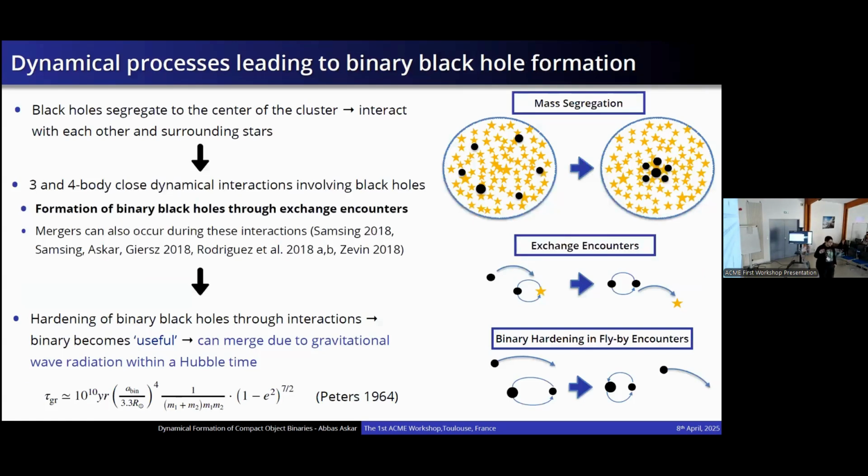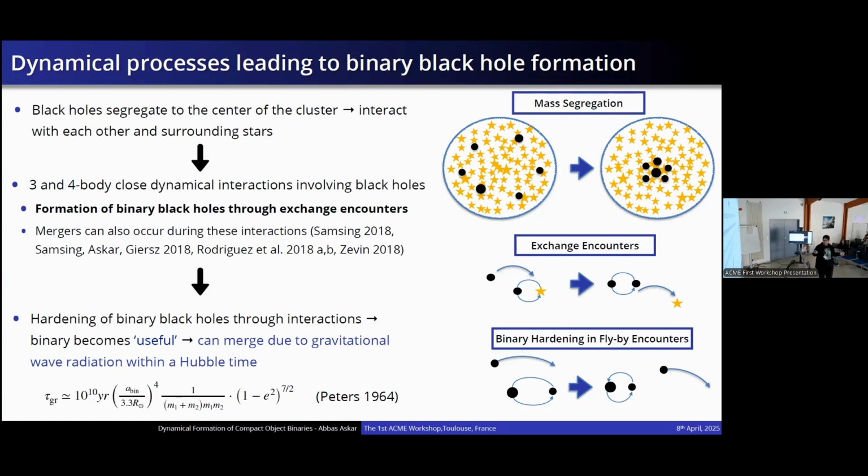So now coming to the processes which actually form the binary black holes that we might be observing. As I mentioned earlier, the most massive objects in the cluster, as they move through the sea of low mass stars, create a wake of low mass stars behind them, which slows them down. And this makes them sink to the center of the cluster, where they can interact with each other and also with surrounding stars. So you can get these exchange interactions. For example, you have a black hole and a star in a binary, another black hole will come, and it's more energetically favorable for the black hole to take the star's place, and then you can have a binary form in this way.